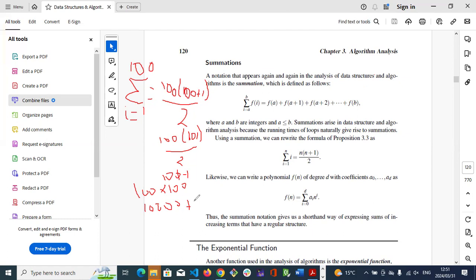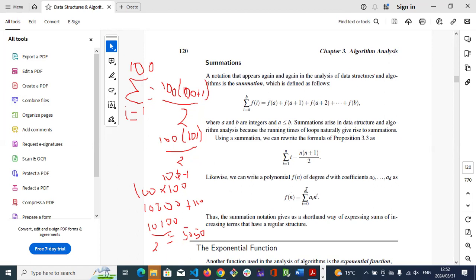And then we must add 100, which will be 10,100. And then remember this 2 that we divide by, divided by 2, that will give us 5,050. This is what summation does. So n into n plus 1 over 2.